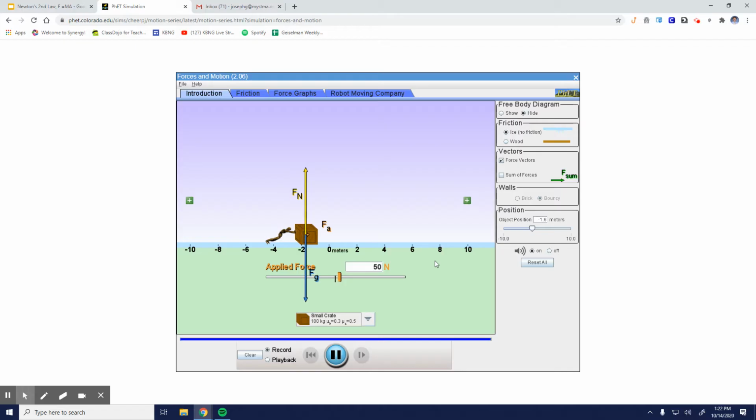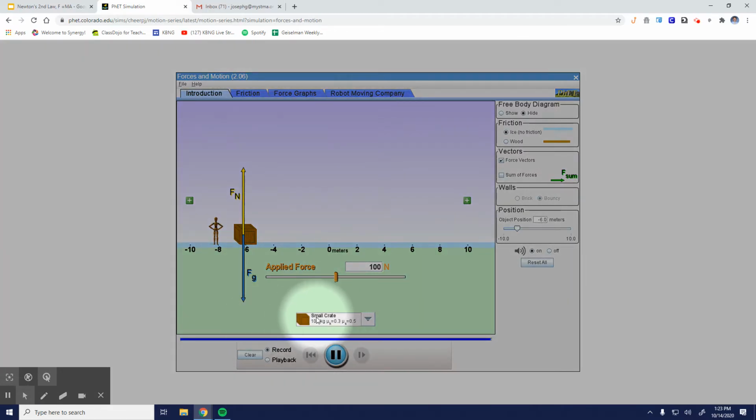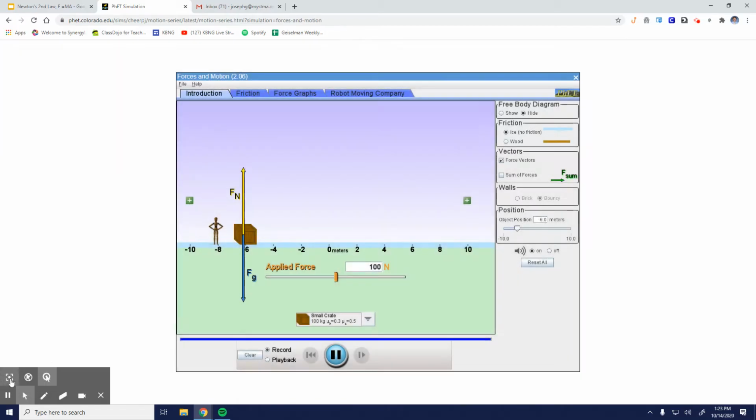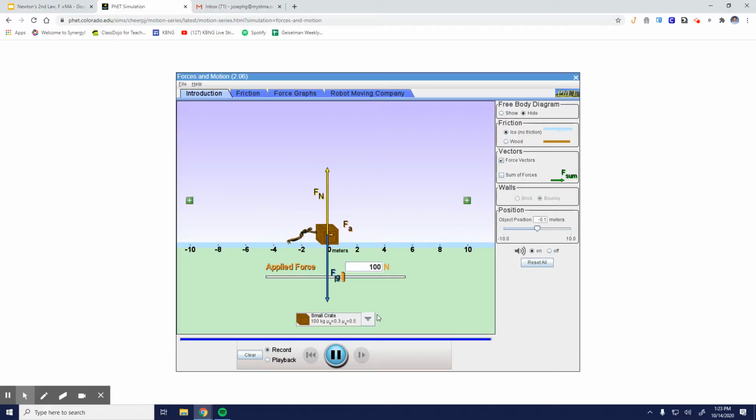You can see that the crate continues to move at a constant acceleration to the right as that force is continually applied. So if force equals mass times acceleration, we said that a larger force would give us a larger acceleration if the mass stayed the same. So the mass has not changed. Our small crate still has a mass of 100 kilograms. And now we're going to apply a force of 100 newtons instead of 50. And we're going to see what happens. Now that force is a little bit bigger, and that object accelerates faster.